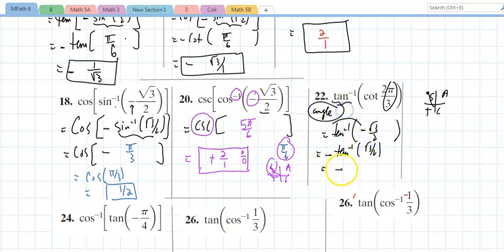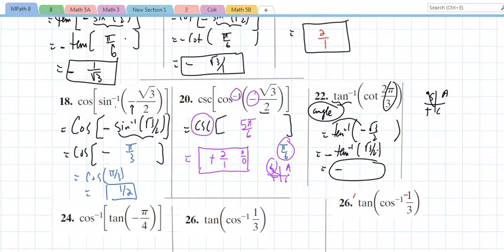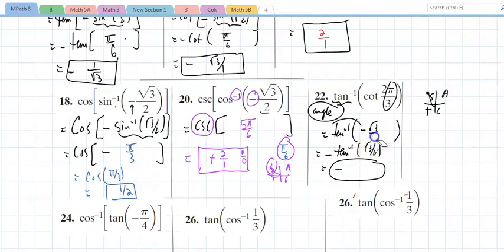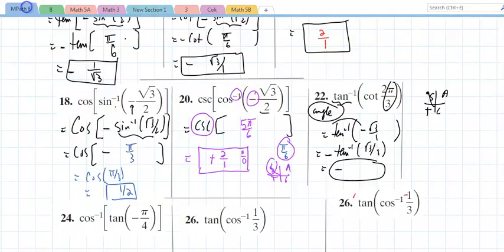Again, it's an angle. And we're asking the tangent of which angle gives me radical 3 over 2? The cotangent of pi over 3 was the opposite over the adjacent. It was 2 over 1. You guys, be careful. So that cotangent of which angle gives me radical 3 over 2? It has to be a pi over 3.